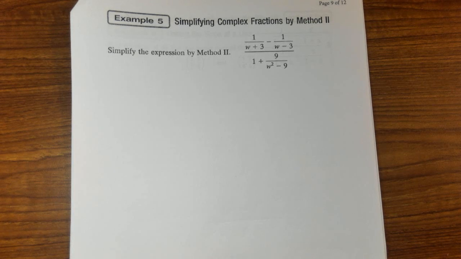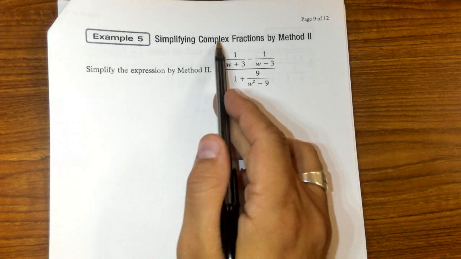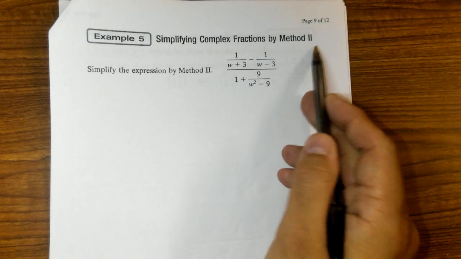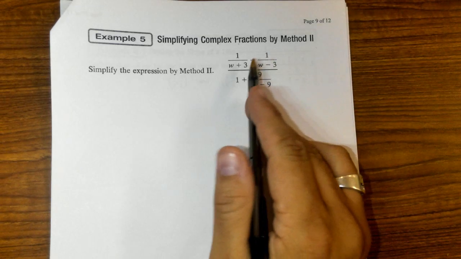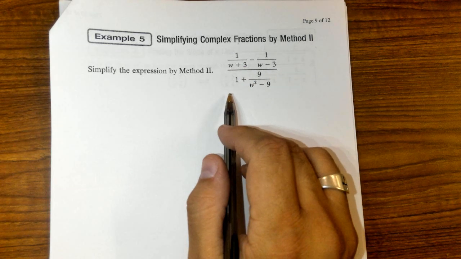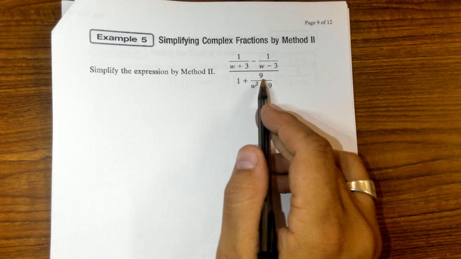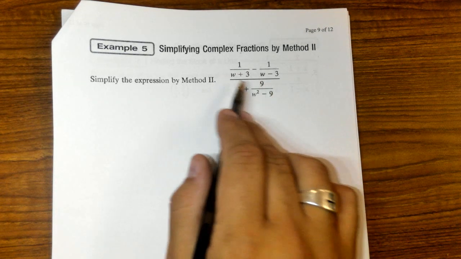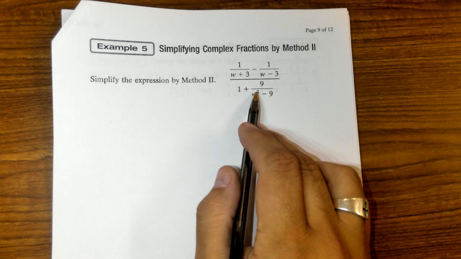Greetings mathematicians. Today we're looking at example 5, simplifying complex fractions using method 2. Method 2 uses the lowest common denominator of all individual fractions in order to eliminate fractions. So I am going to rewrite this problem.